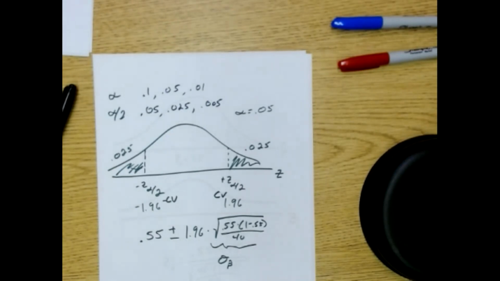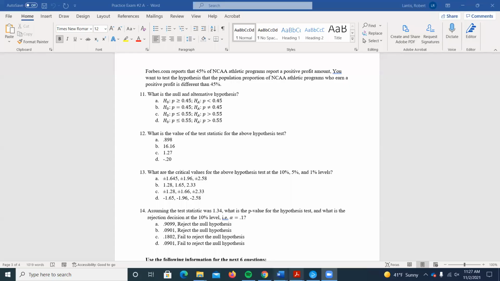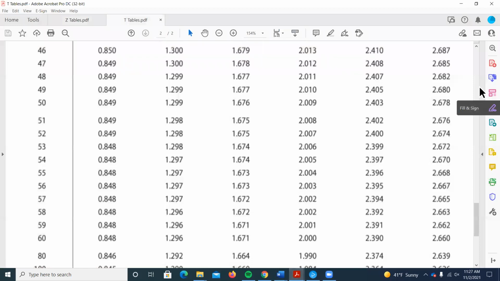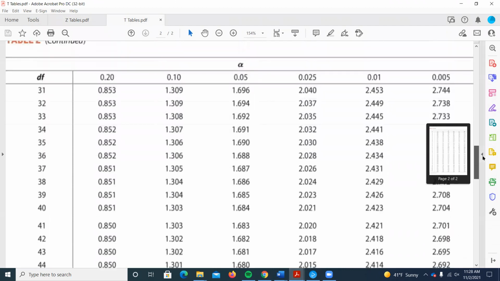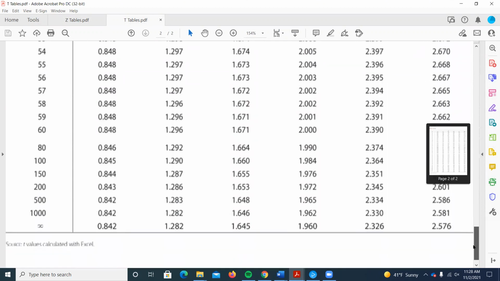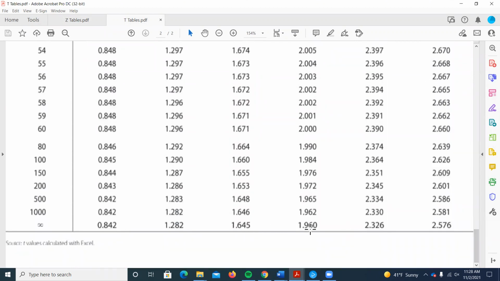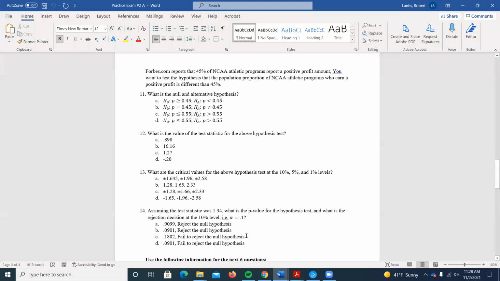Probably the easiest way to do that, if that's the area we want in the tail, is to go to my student t table. Even though I know for a proportion I should be using the standard normal table, I can go to that last row, and that last row gives me my standard normal values. It's a little bit of a cheat code using the student t. So we wanted 0.005, 0.025, and 0.05 in our tail, and we go down here: 1.645, 1.96, and 2.576.